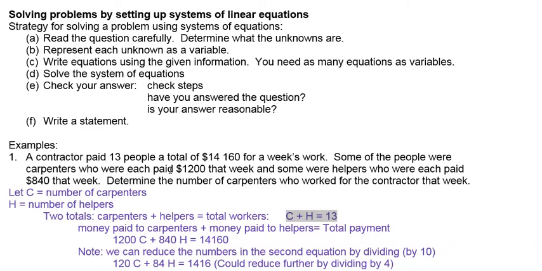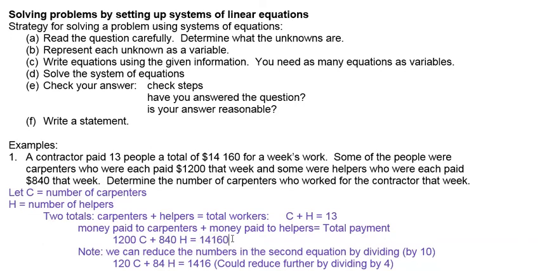So our value, the amount being paid to the carpenters, is 1,200. So we multiply that by the number of carpenters. The value for the helpers, 840. So we do that one. And then we get our total value.